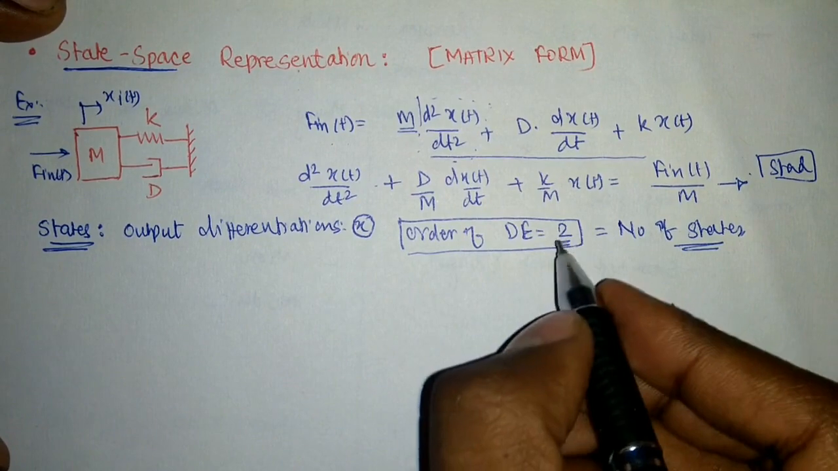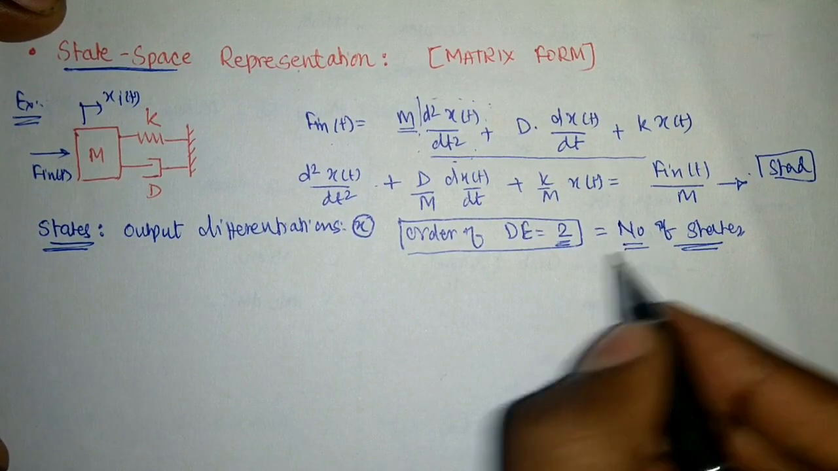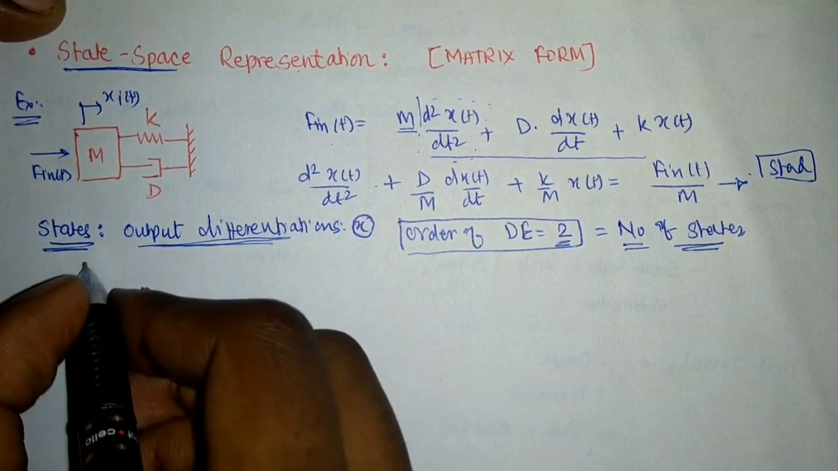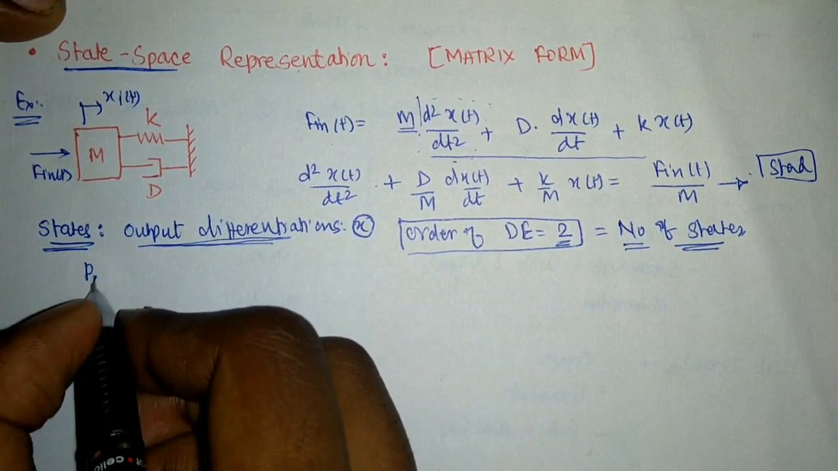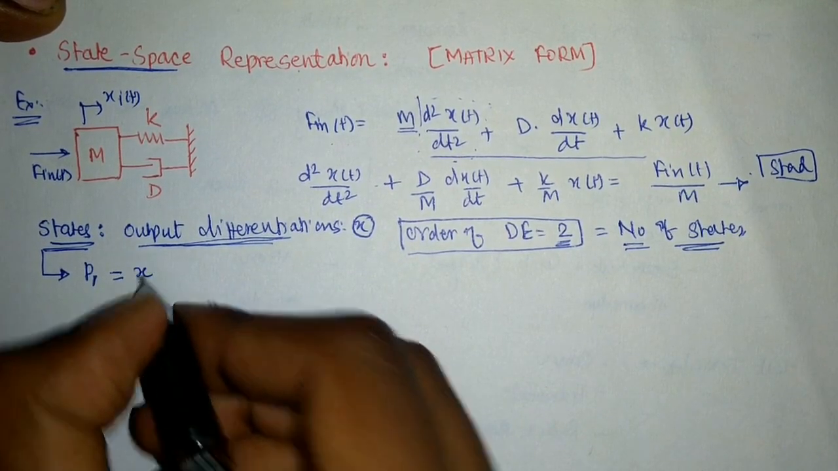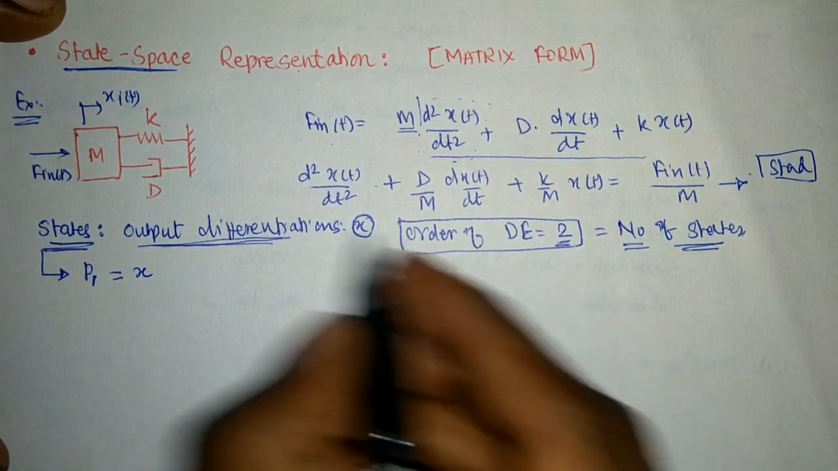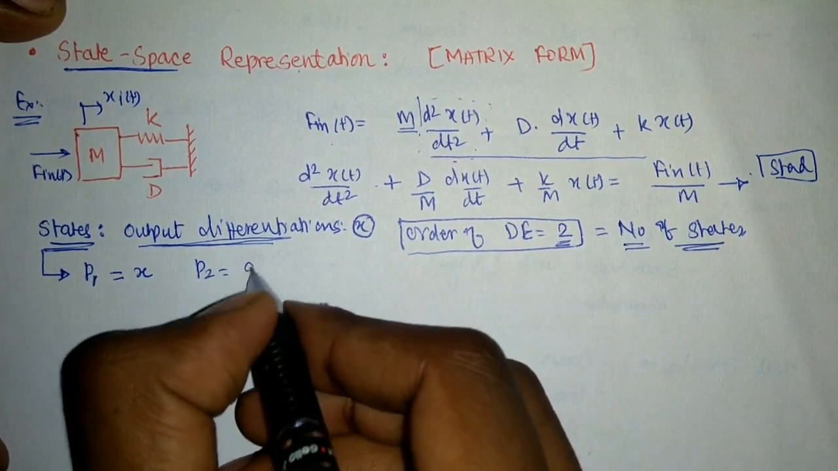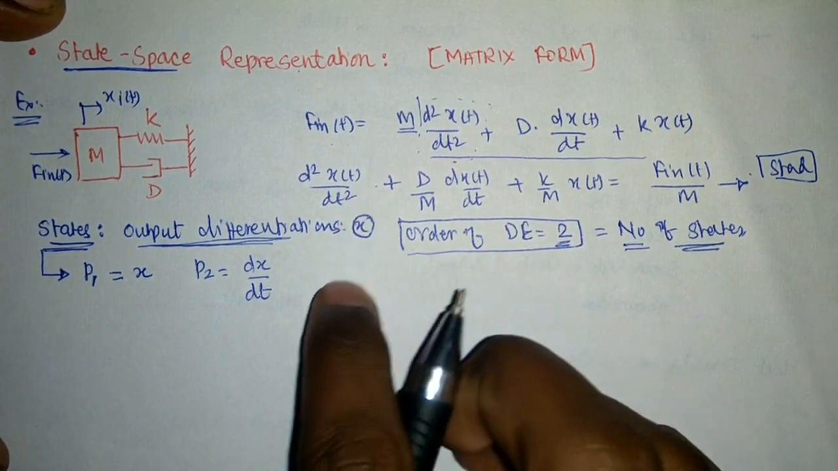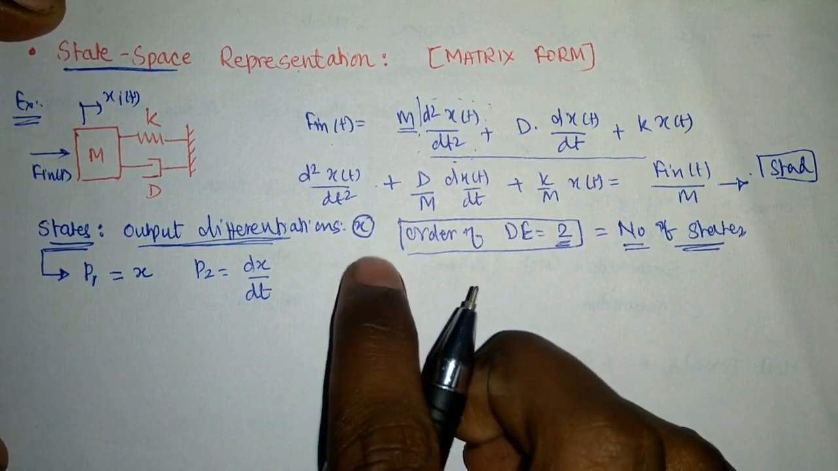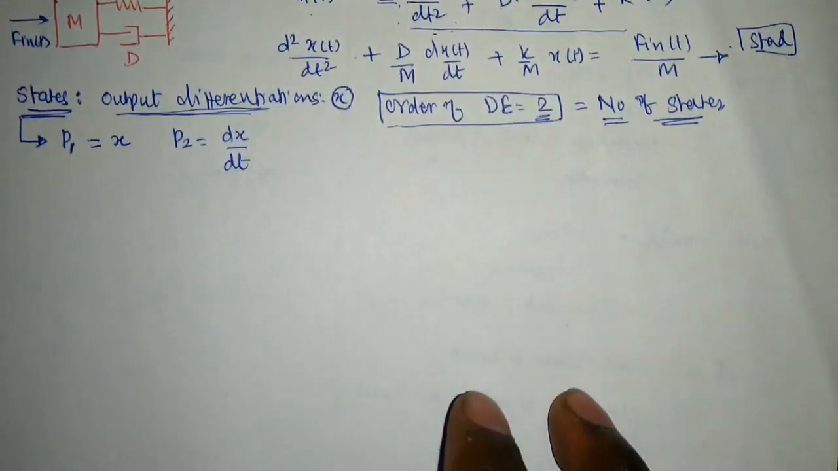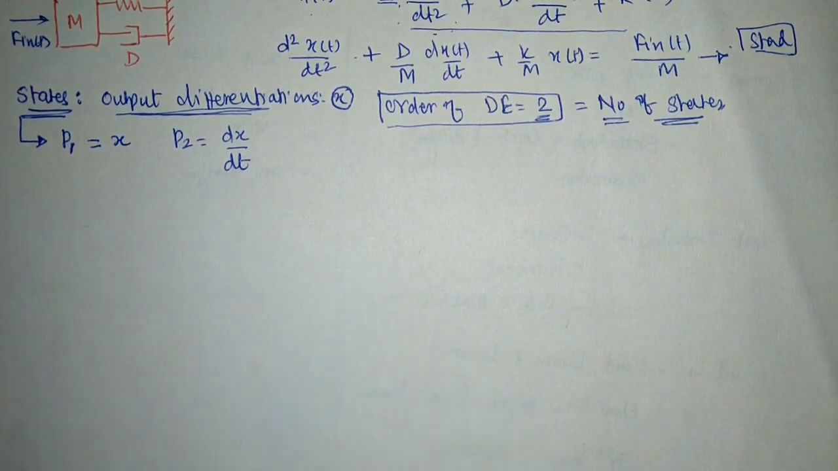Now, there are going to be 2 states, and they will be in terms of output differentiations. So for the first state, we always say P1; we define the states in terms of P. So P1 is equal to x. Simple. But I'm going to have 2 states here, so P2 will be equal to dx/dt. If the order of my equation was 3, then I would have had a third state here also, that will be d²x/dt². We are going to have that example so that you can understand it. Now these are the 2 states. I have defined the states.